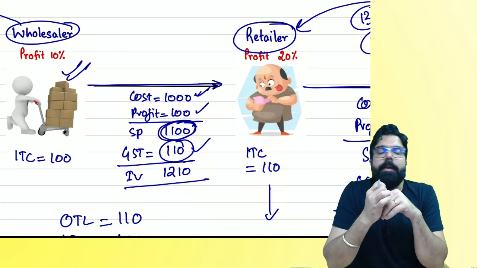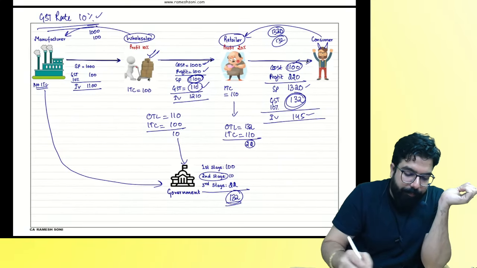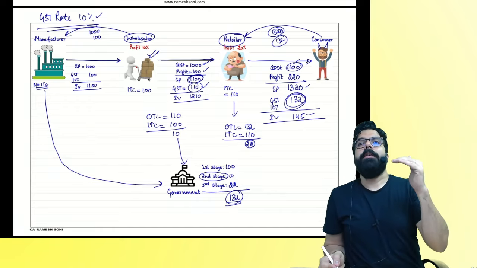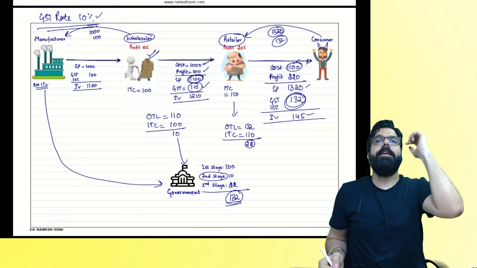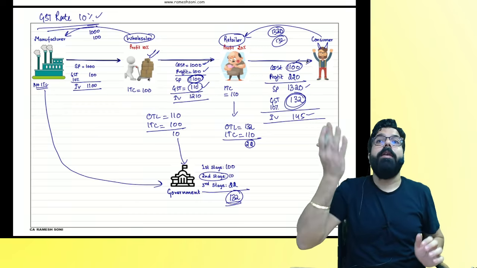Clear? Can we go ahead, everyone? Chalo. Tell me one thing, everyone. Are we clear with this? Can we go ahead? Madam, at the last bench, is it clear? Yes. Louder.